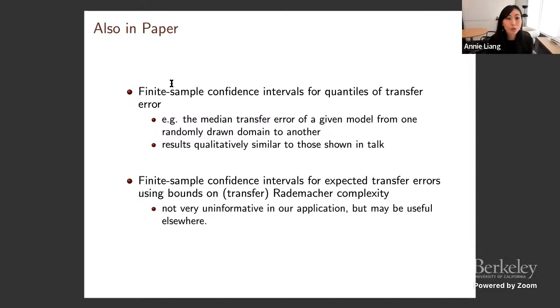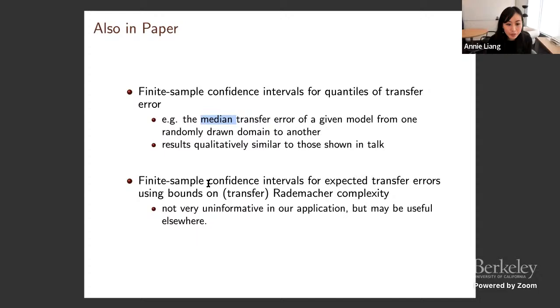So first, what I've shown you is confidence intervals for the random transfer error. In the paper, we also provide finite sample confidence intervals for quantiles of the transfer error. For example, you might be interested in providing an interval for the median transfer error. The results are qualitatively similar to what we looked at in the talk. And we also provide finite sample confidence intervals for the expected value of the transfer errors. Just to be clear, we've got the random transfer error, the quantile, and now the expectation.